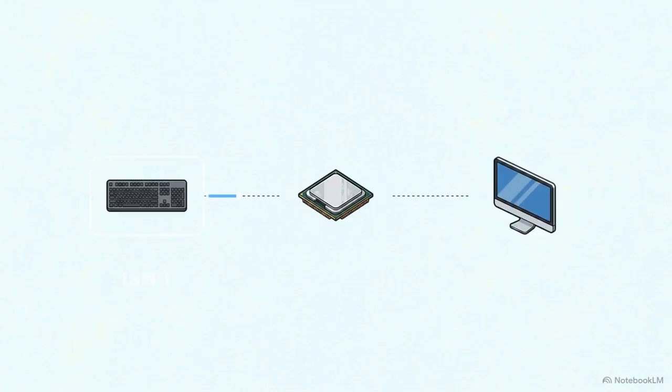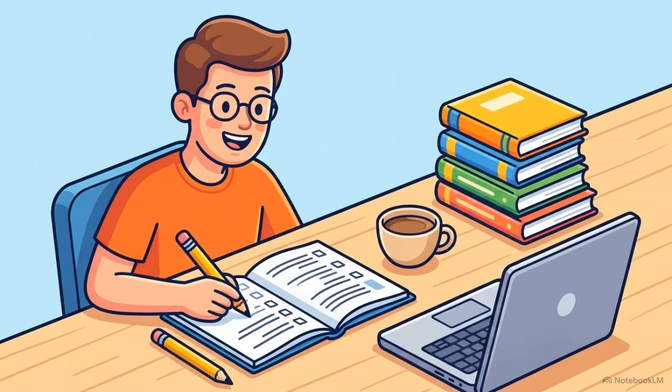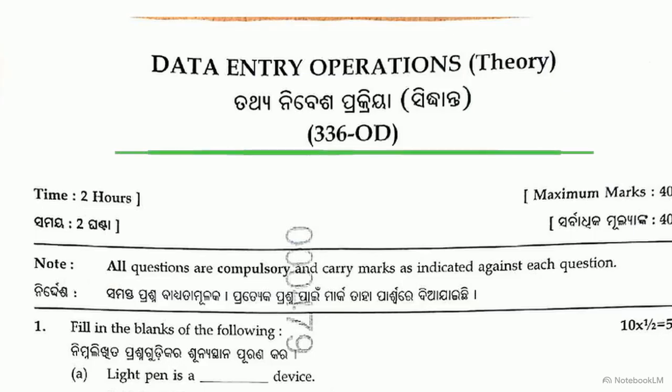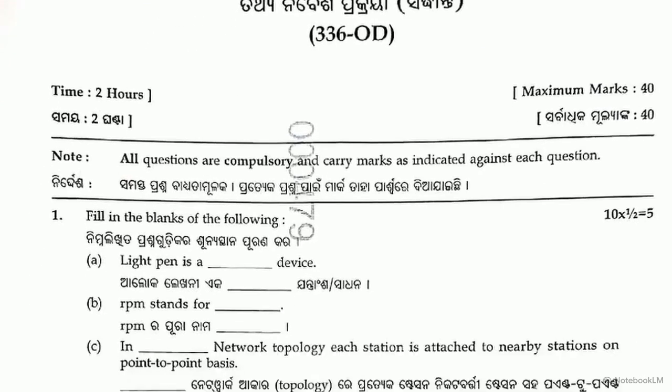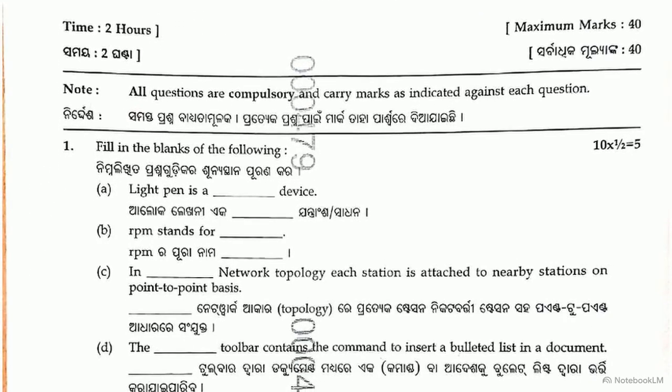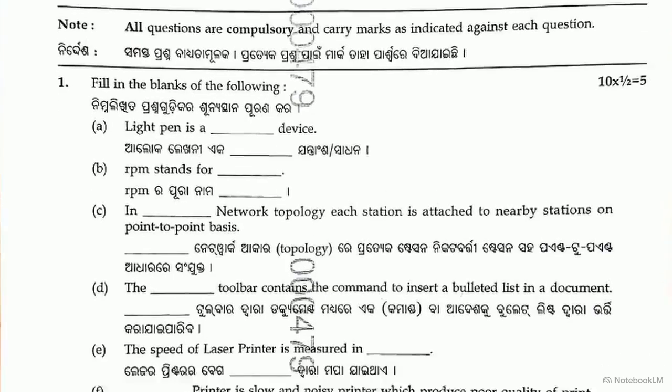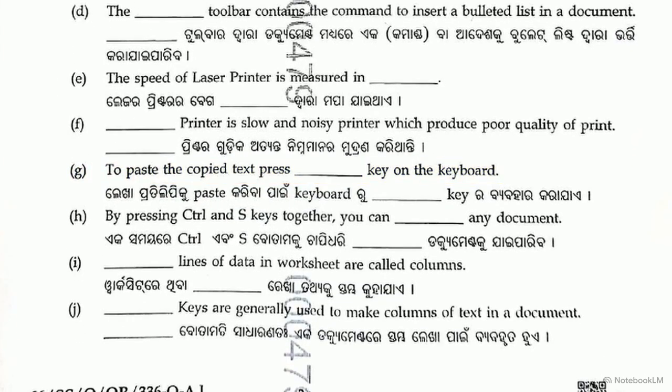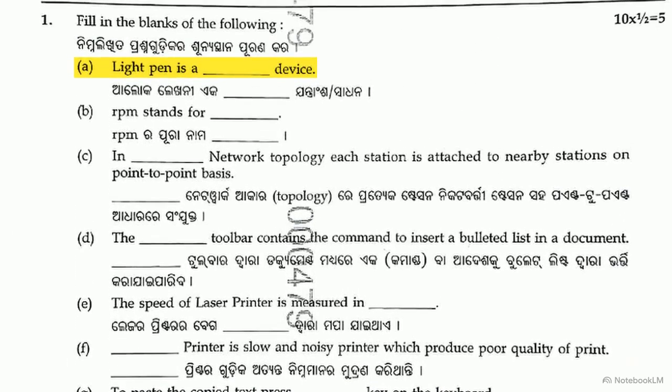Understanding this entire pipeline from input to output is exactly what the NIOS data entry operations exams test for. This is a recent NIOS question paper. The examiners aren't just looking for vocabulary. They want to see if you can identify specific hardware components and their practical use cases. Memorizing a list of keyboard shortcuts won't be enough to pass. You have to understand the mechanics behind the interface, like knowing that a light pen is an input device, or how a laser printer's speed is actually measured.